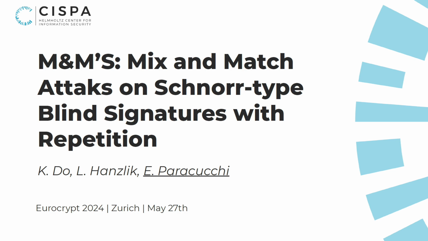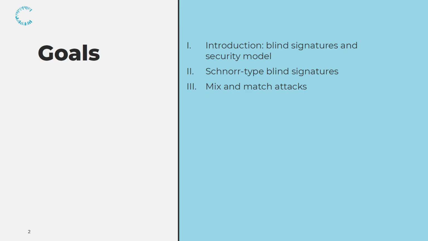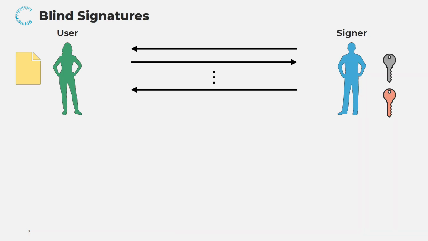In this talk, we're going to have a break from isogenies, actually, and delve into blind signatures. I hope you will still enjoy. The main goals of this talk will be to define what Schnorr-type blind signatures actually are, present an attack on those schemes, and apply it in particular to isogeny-based blind signatures. But first, let's give some context on blind signatures.